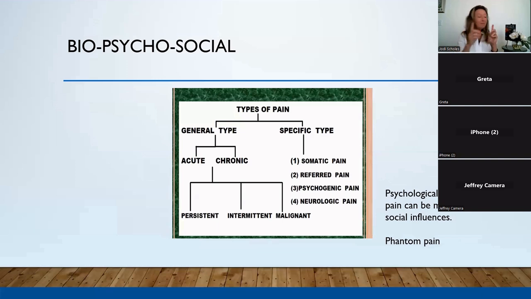One last thing. You may notice that I've got a book behind me, this book.